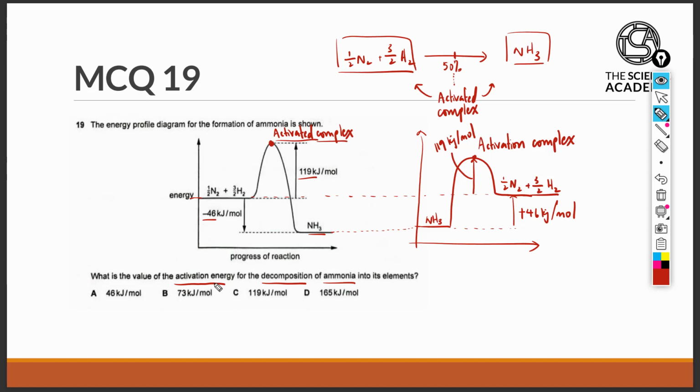Since the question asks for activation energy of this reaction, we must keep in mind that activation energy refers to the entire height of the hump that the reactants must overcome. So the entire height of this hump is going to be from the energy level of the reactant all the way to the peak of the hump, which is going to require us to add 119 and 46 kilojoules per mole. Therefore, the total activation energy is 165 kilojoules per mole, leaving us with D as the correct answer.